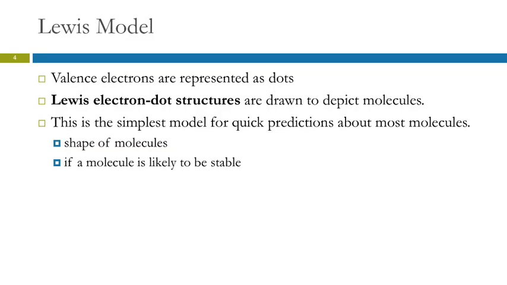Valence electrons are represented as dots. We've talked about valence electrons before. Those are the ones in the highest principal energy level. And we can tell for the main group elements how many valence electrons they have by what group number they are in the periodic table. So we represent the valence electrons as dots. They have a lot to do with bonding in molecules. So we draw Lewis electron dot structures, or sometimes just Lewis structures, to illustrate molecules. It helps us to predict the shape of the molecule, helps us to predict if the molecule is stable.